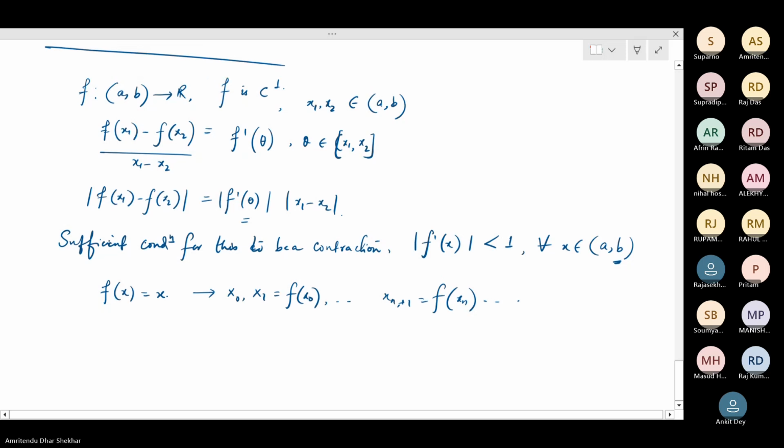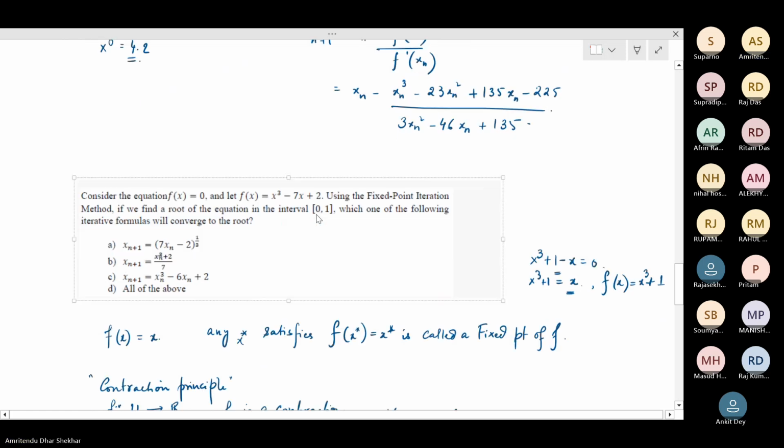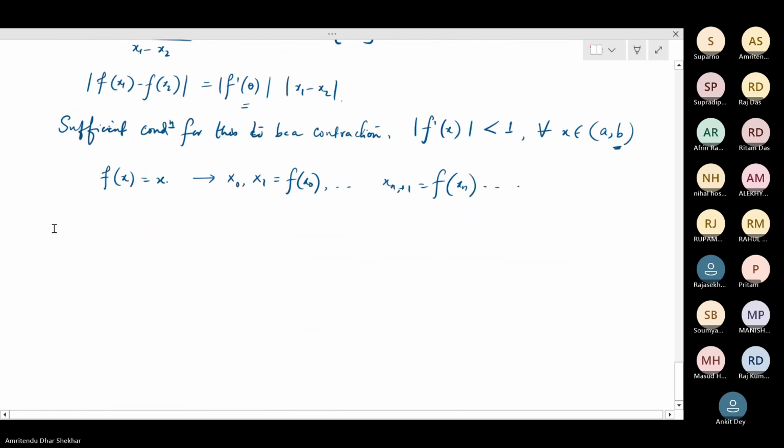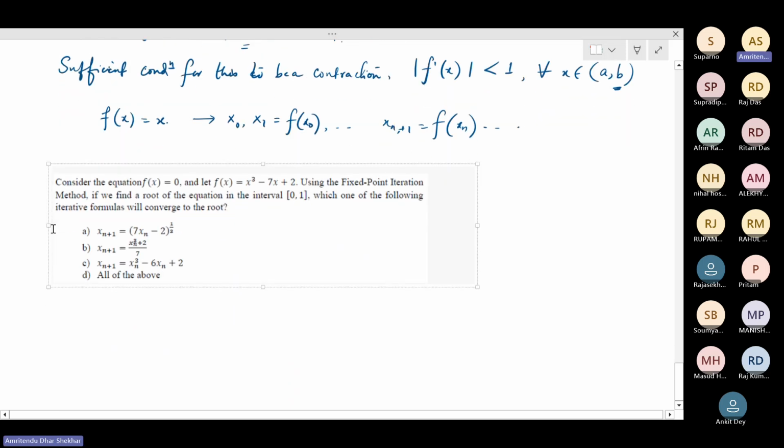Okay, so let's solve this problem based on this understanding. Your equation over here is x cubed minus 7x plus 2 is equal to 0. And you want to somehow change this to a form x is equal to g of x, where g is a contraction mapping.